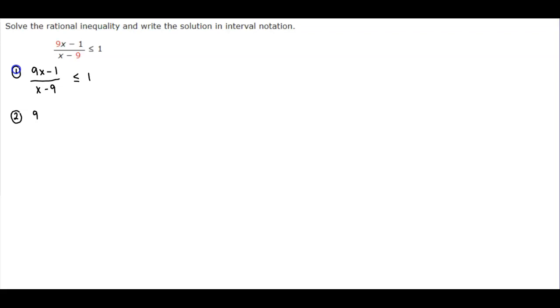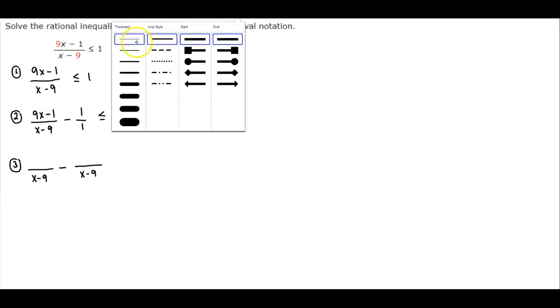subtract 1 to the left side. So we have 9x minus 1 over x minus 9 minus 1, and now it's going to be less than or equal to 0. And so now this is going to be 1 over 1, and we want to be able to find a common denominator between those two fractions. Well, the common denominator between 1 and x minus 9 is x minus 9.